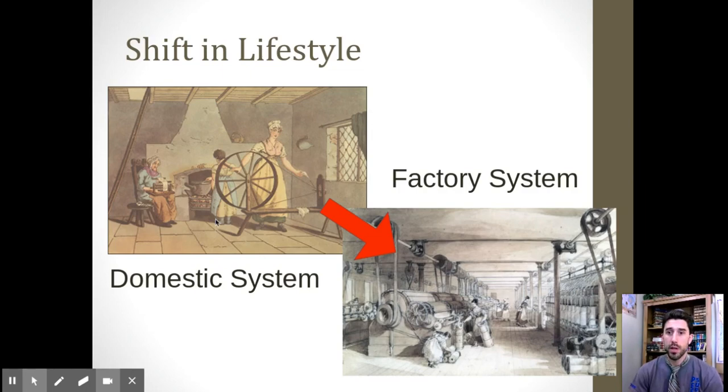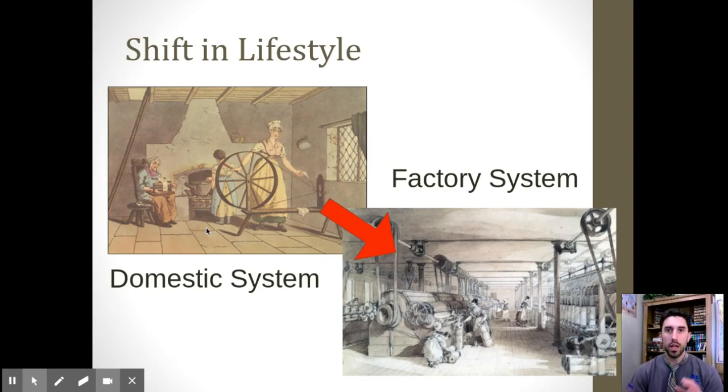It's slower. The productivity was less. But the nice thing about the domestic system was that the people themselves controlled the pace, the quantity, the rate at which they did this, and in balance with their own lives and what they were doing with their own lives.